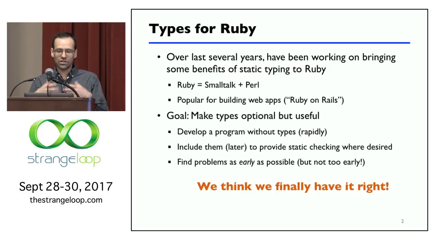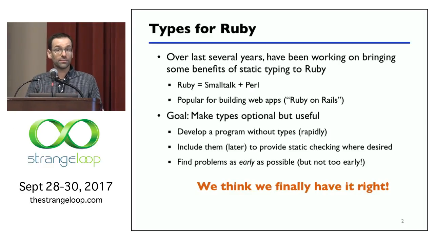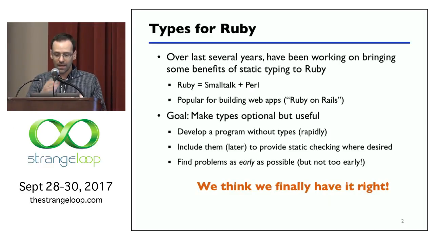So this is sort of the normal kind of gradually adding type story. We want to be able to develop a program without types rapidly, and then add them later on slowly to get checking where you need to, so that you can find problems as early as possible in development. And sort of the punchline, which I'll tell you the reason for partway through the talk, is that after doing this for a number of years, I think we finally have it right. I think we finally have a reasonable solution for a language as dynamic as Ruby that can add types to it.